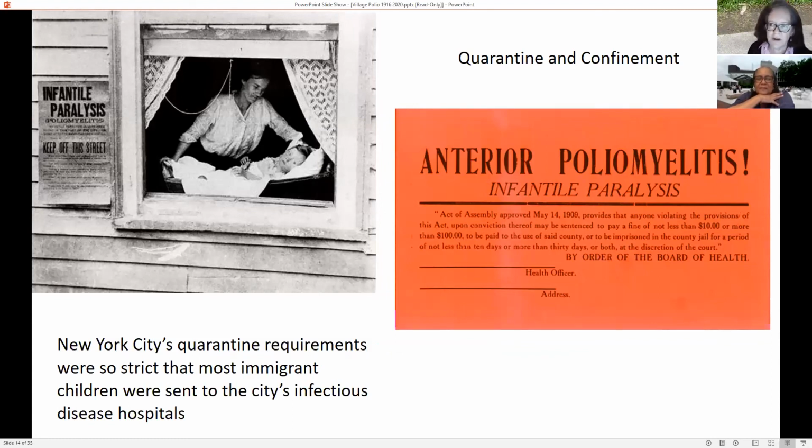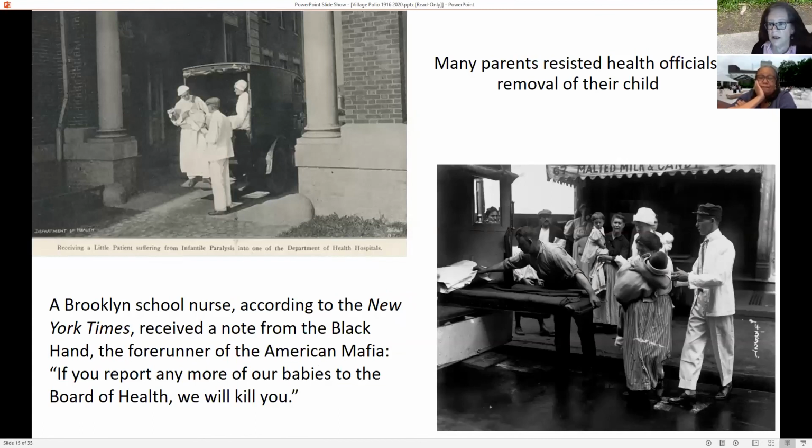New York City also had very strict quarantine regulations, and most immigrant families who lived in crowded circumstances could not possibly achieve them. And so it's not surprising that health officials then came to the doors of many, many immigrant families in order to take their children away. And many parents resisted this.